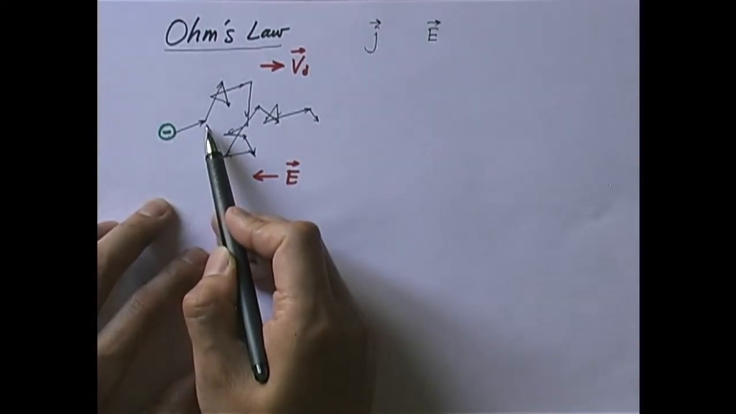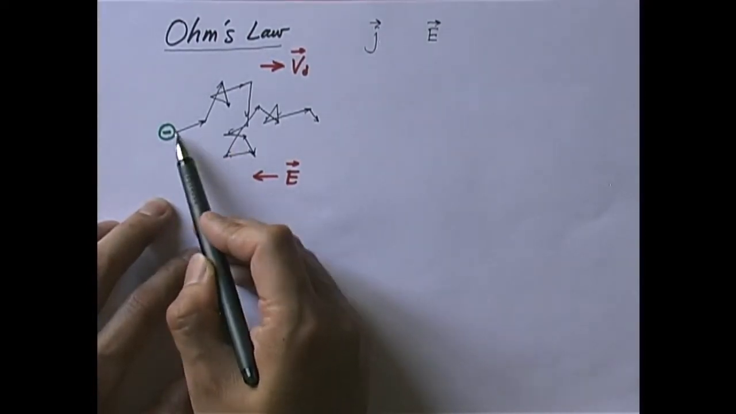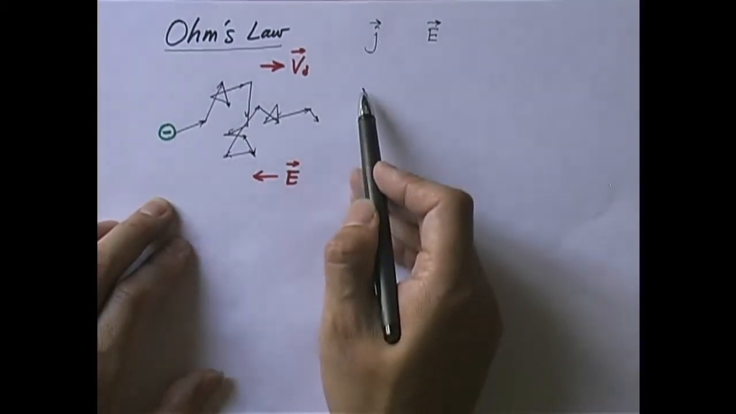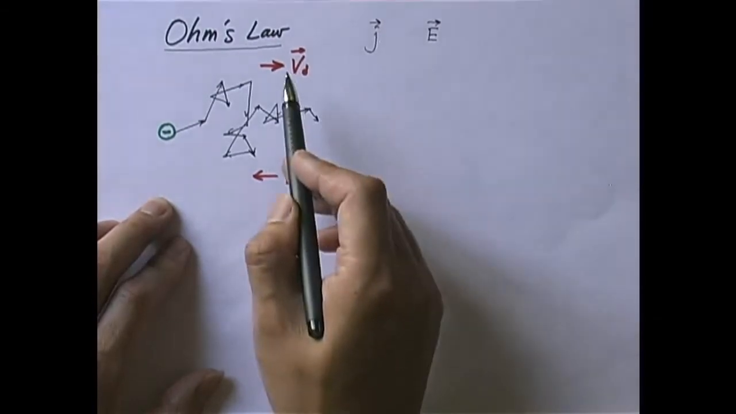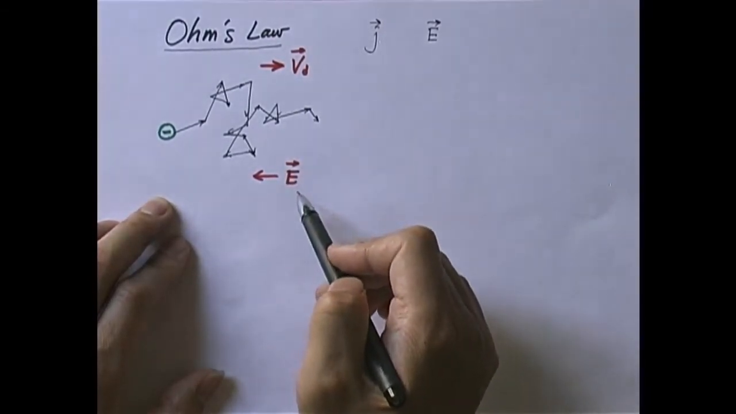Now we have to understand that Vd is different for different electrons. Some electrons may, if you're lucky, go from here to there for a long distance without any collision, and there is more time then for the electric field to build a greater drift velocity.